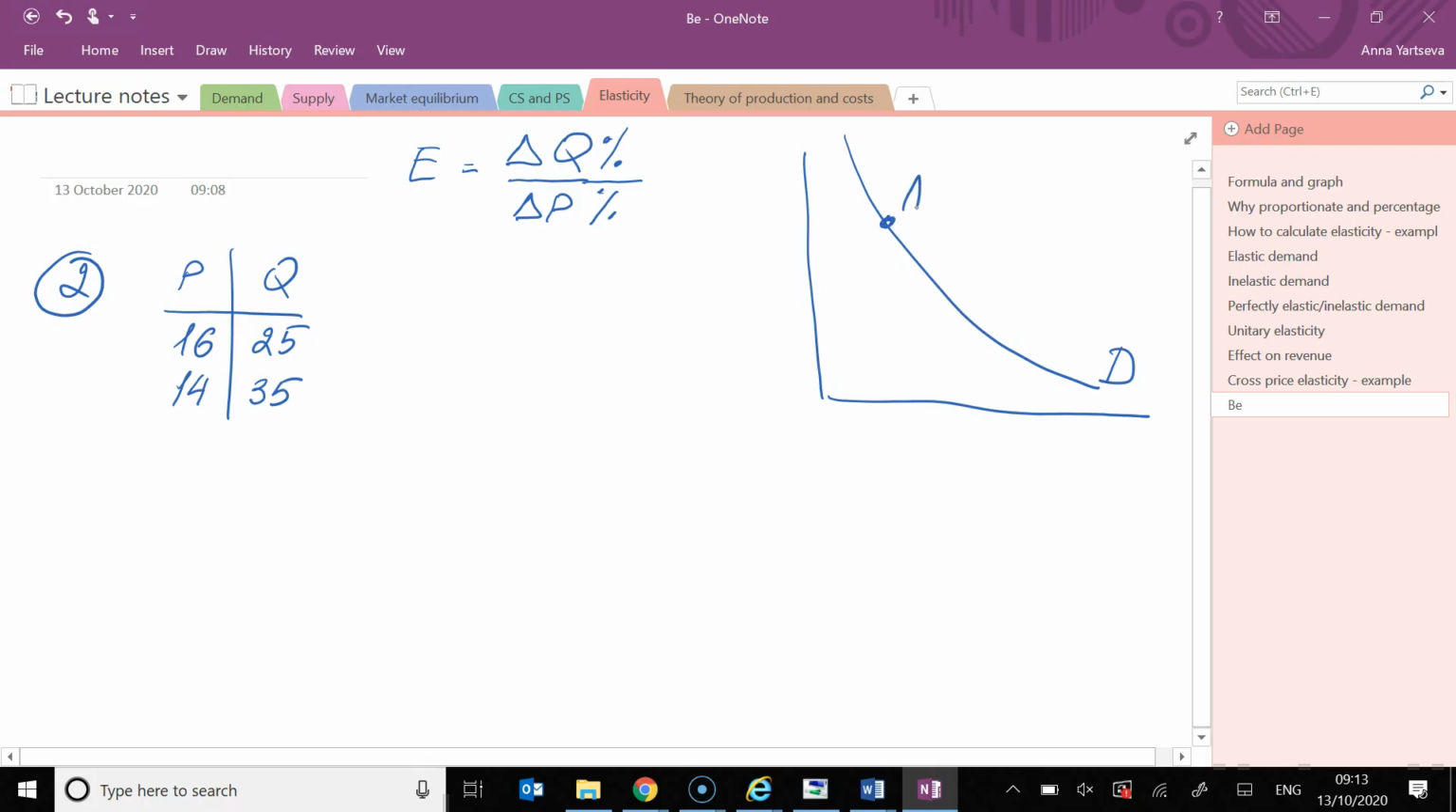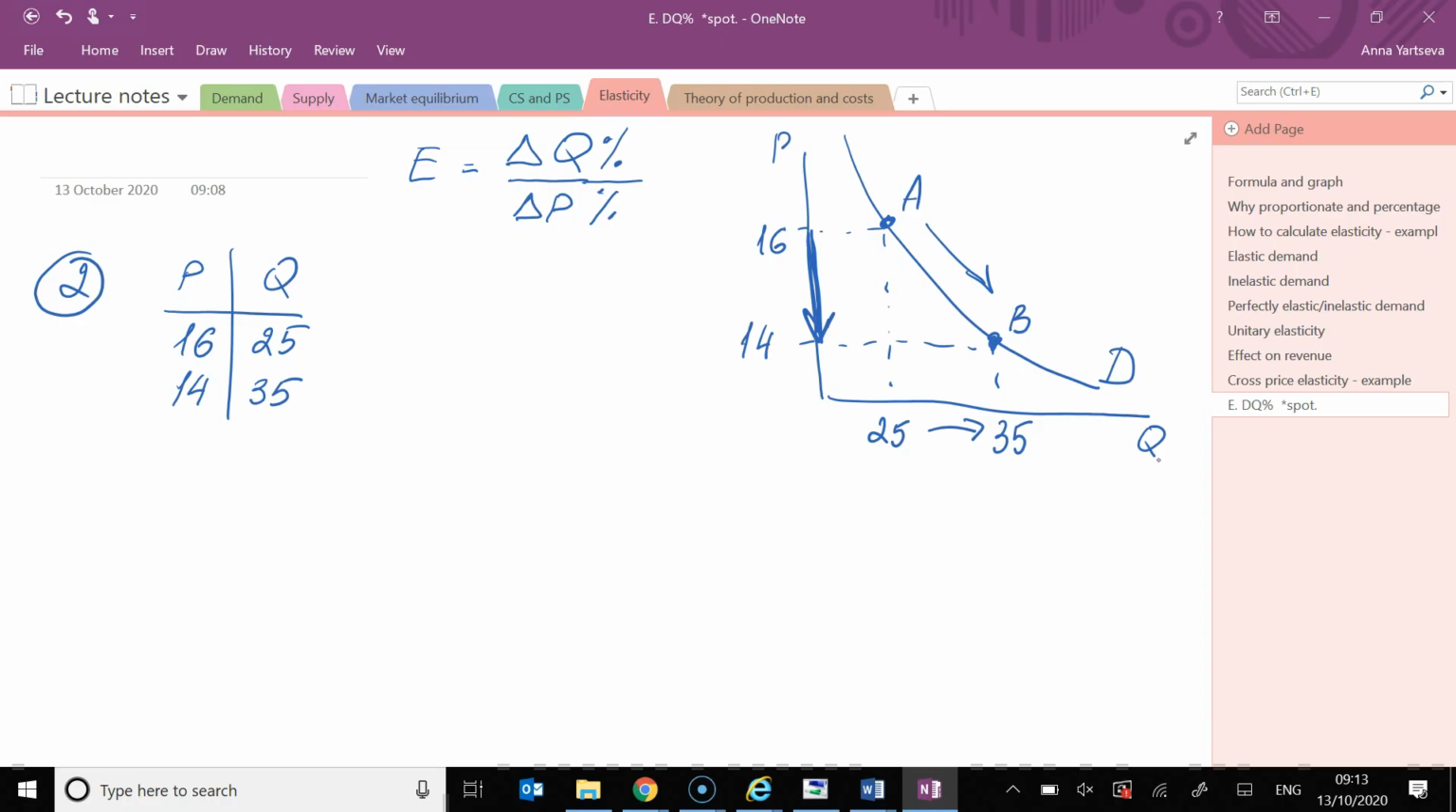We've been located at some point A, where price was 16 and quantity was 25. Then price dropped. This was the change in price, drop in price by that amount. And this led to increase in quantity from 25 to 35 units. We moved from point A to point B. That's the initial layout. And we are asked to calculate the proportionate change when price drops. So what is the proportionate change? In order to calculate the proportionate change, we take the actual change and divide it by the original amount.